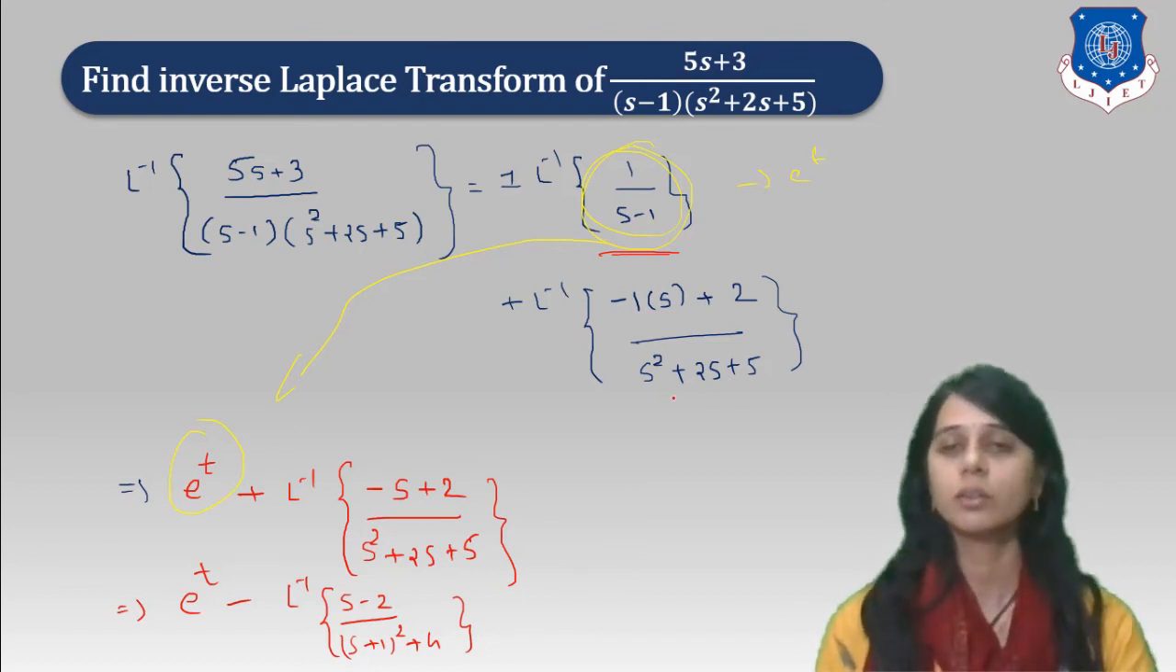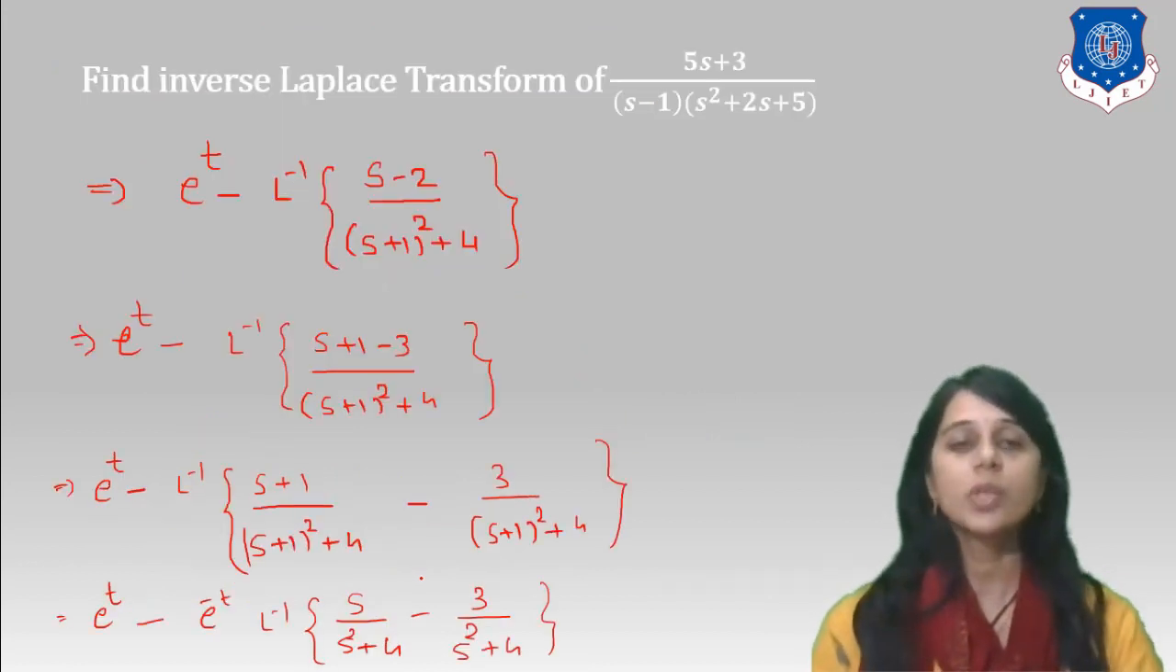First of all, we set the formation of the whole square in the denominator. What we do, s square plus 2s plus 1 plus 4. So it is (s plus 1) whole square plus 4. In numerator we get s minus 2. To set the inverse first shift theorem formation, it is compulsory to set s plus 1 in the numerator. So we take s minus 2 as s plus 1 minus 3. We get (s plus 1 minus 3) upon (s plus 1) whole square plus 4. Now taking individually, (s plus 1) upon (s plus 1) whole square plus 4 minus 3 upon (s plus 1) whole square plus 4. Here we are applying inverse first shift theorem.